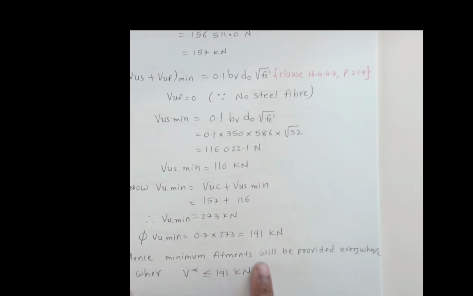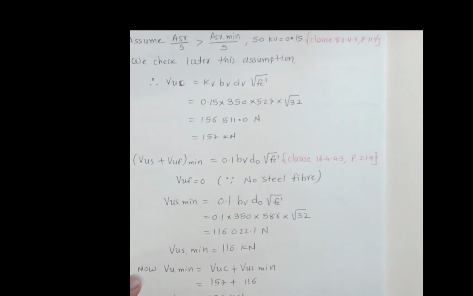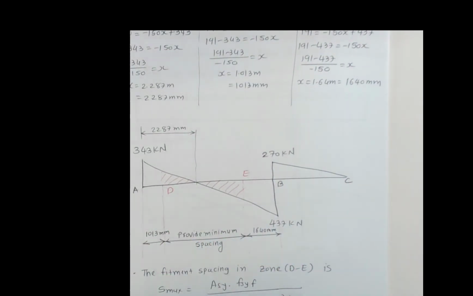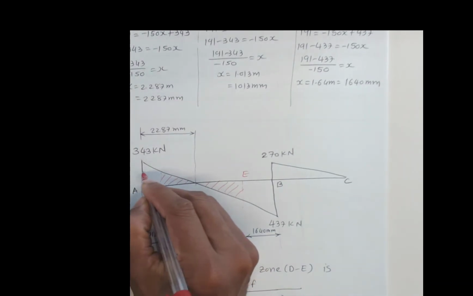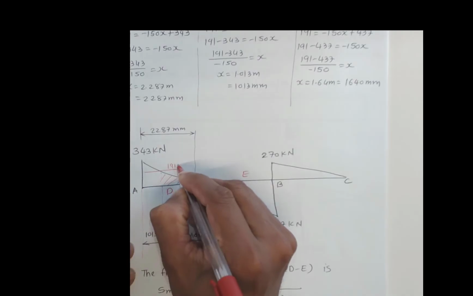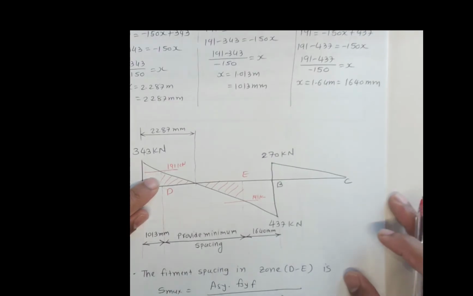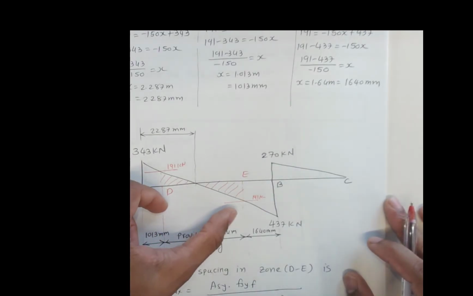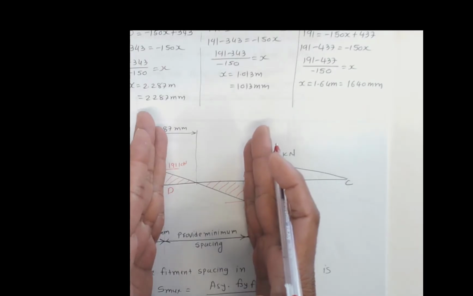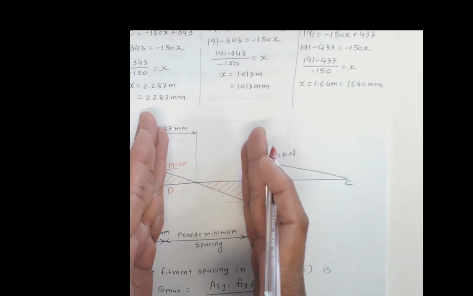Now the minimum fitments will be provided everywhere where V star is below 191 kilonewton. So we're going to look at the shear force diagram, and we're going to draw the line where you have 191 kilonewton shear force. That is the minimum shear force that we have. So in the shear force diagram, if I draw the line here, let's say this is 191 kilonewton and this one is also 191 kilonewton, we can find what distance we are going to provide minimum reinforcement. So this is the zone that has minimum reinforcement, covered by 191 kilonewton.